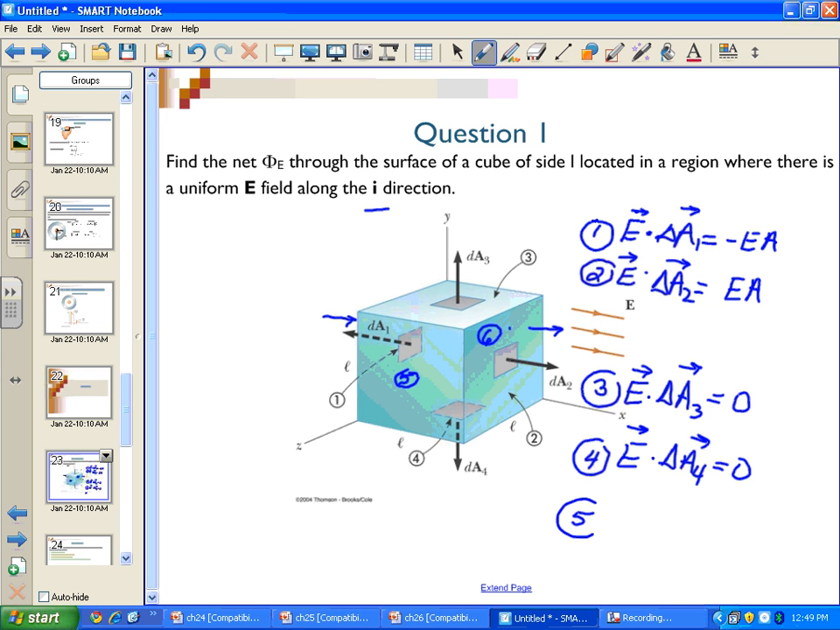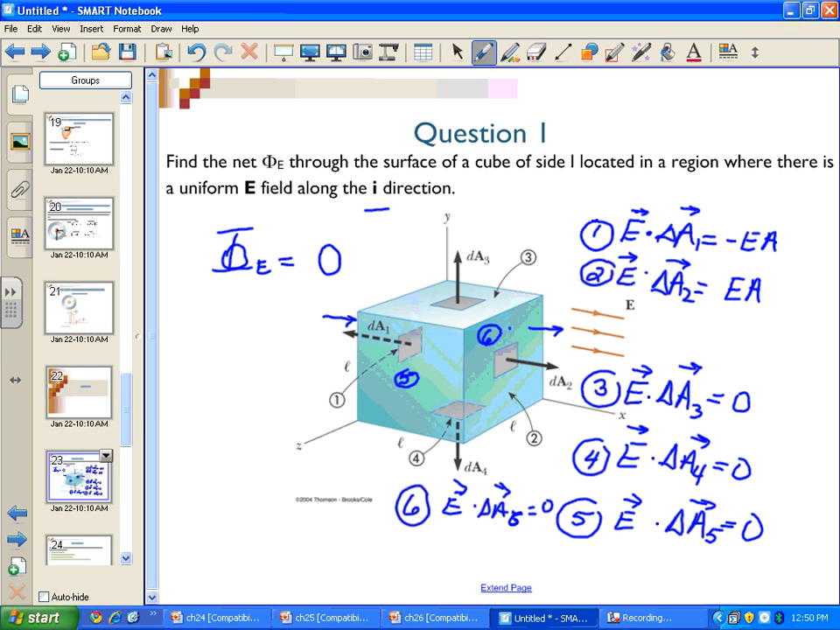We could say the same for face 5. Again, the angle between the electric field direction and the area normal is 90 degrees, and the same for the last face, where E dot dA, for number 6, is also equal to 0. So we can now be assured that the net electric flux through this cube equals 0.